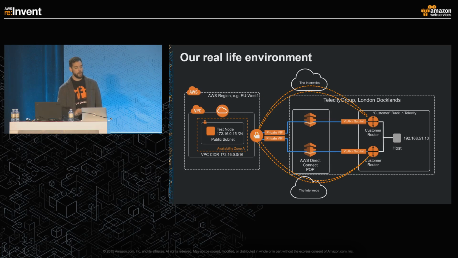All right, so this is kind of what the architecture looks like. So I've basically got a test node, 192.168.51.10 on the right-hand side, which is a host in our lab in Dublin. I've got 2 routers there, router 1 and router 2, and then I've got some VPN connections that connect over to a VGW. Now, each router also has a single direct connect.